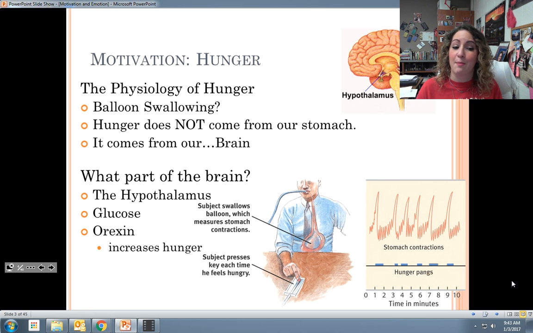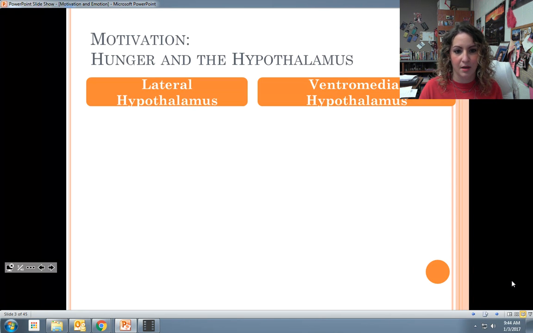It comes from the hypothalamus, which we talked about when we talked about the brain. Remember the 4 F's: food, flight, fight, and fornication. Well, one of those is food. So hunger comes from the hypothalamus. Glucose, which is like our blood sugar. When we're hungry, if we're low on blood sugar, we feel like we need a quick snack if we get a little shaky. And then orexin is also in our brain, and it increases hunger. So it's not just hunger, it's not just in our stomach, it's also in our brains as well.